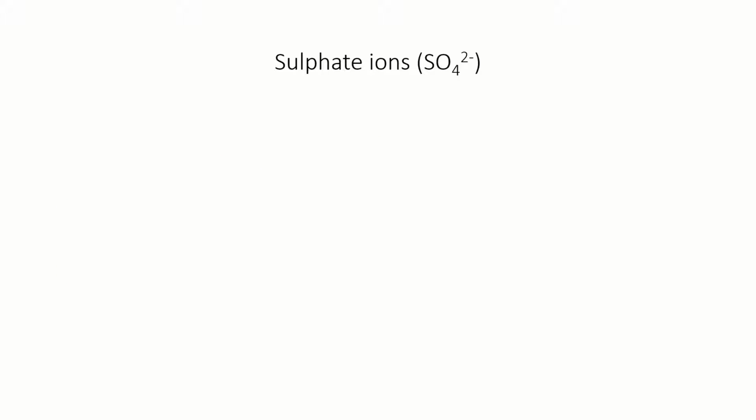The next ion is the sulfate ion, which is another aqueous ion that can be identified via chemical tests. The first step is to add a few drops of HCl to acidify the solution. Then a few drops of barium chloride are added, and a white precipitate of barium sulfate should form if sulfate ions are present.